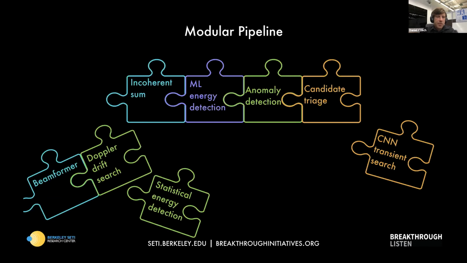The standard ones would be beamforming and a Doppler drift search. That is a search that looks for time varying, or frequency varying narrowband signals. And we'll also have the incoherent sum mode, and we'll also use various other machine learning methods which are being investigated, but are a little bit less mature than classical Doppler drift methods. And then ultimately there'll be some triage of candidates, and we'll save a certain rate of candidates to disk.